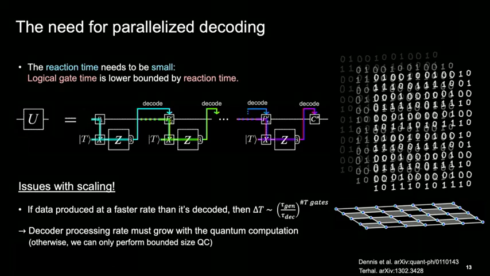So this tells us that we need to parallelize the decoding problem, because as you scale up the size of the computation that you're doing, if you only had one decoding module that was processing all the data in serial, then eventually there's going to be a size at which you're producing data faster than you're decoding it. So we need parallelization to do scalable computation.